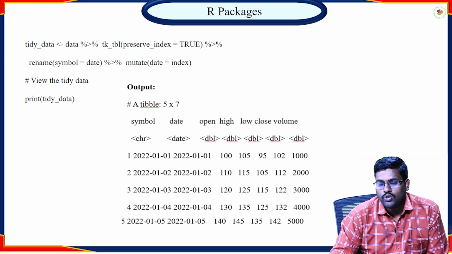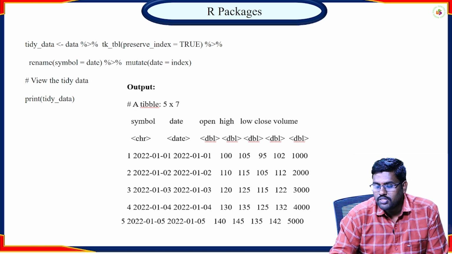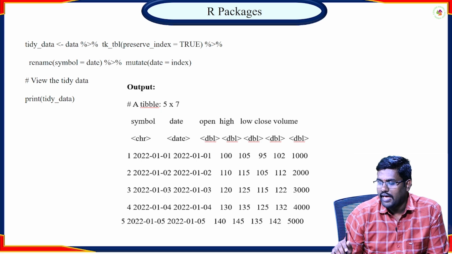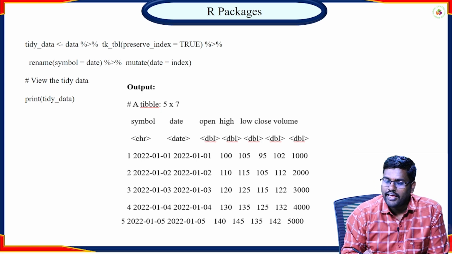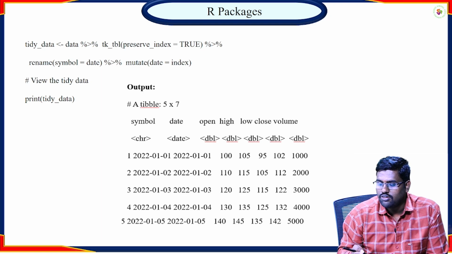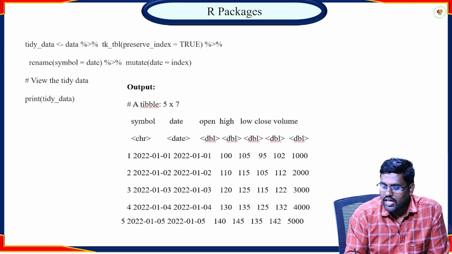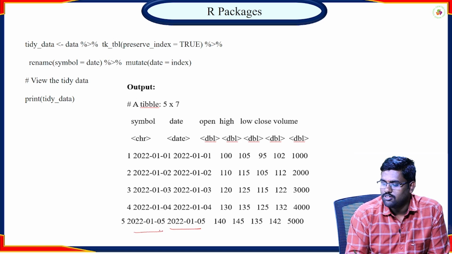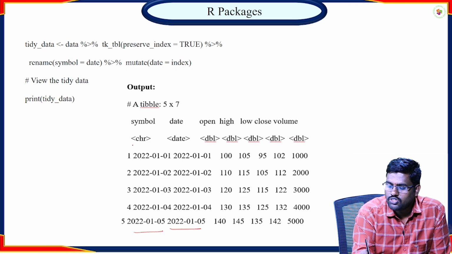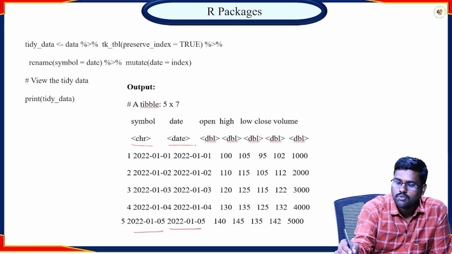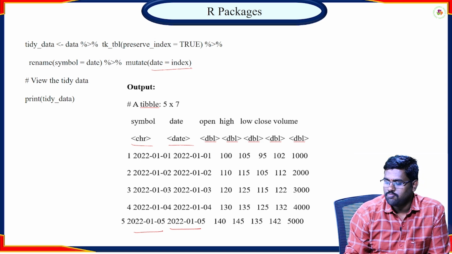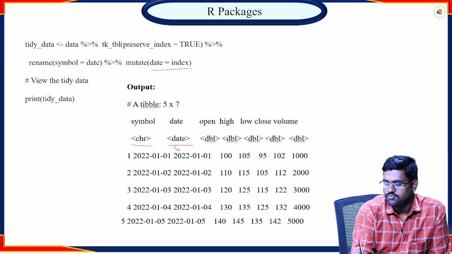So rename symbol equal to date, pipe, mutate of date equal to index. So that means the date value is to be represented with a symbol also. So actually we are having only 6 values, and here we are representing 7 columns. First one symbol, second one date, open, high, low, close, and volume. So if you have to rename the particular value with another name with the same values, we are representing this one. We are changing the date values into symbol. So that's why we need to change. So for this, they are giving the previous date is equal to index. So that is about the first one.